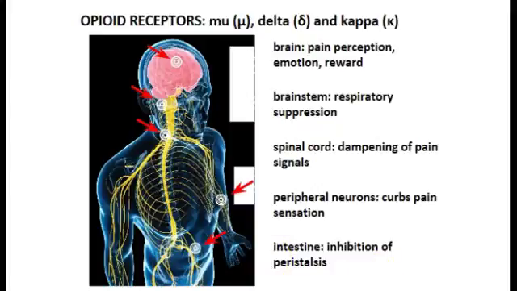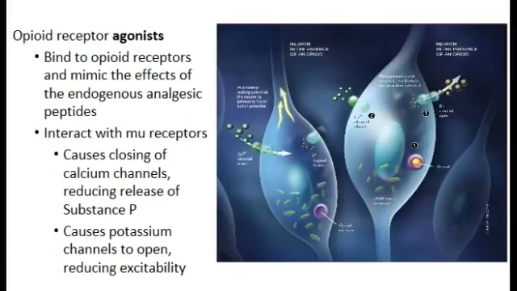The delta opioid receptors are throughout the body and thought to mediate emotion and behavior. When an opioid binds to an opioid receptor within the membrane of a neuron, the calcium channels close, which blocks positively charged calcium ions from entering the cell, and that reduces the release of substance P, which reduces the activation of postsynaptic neurons or projection neurons to the cortex.